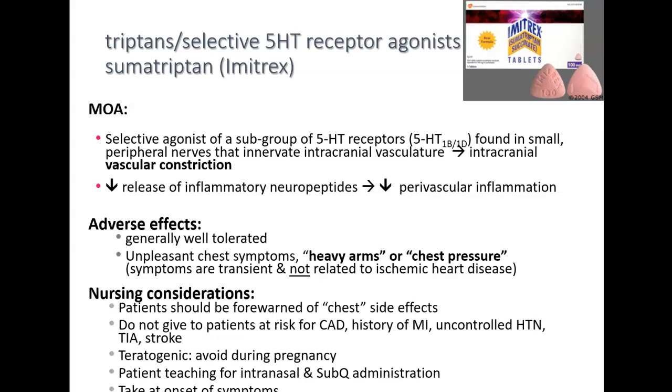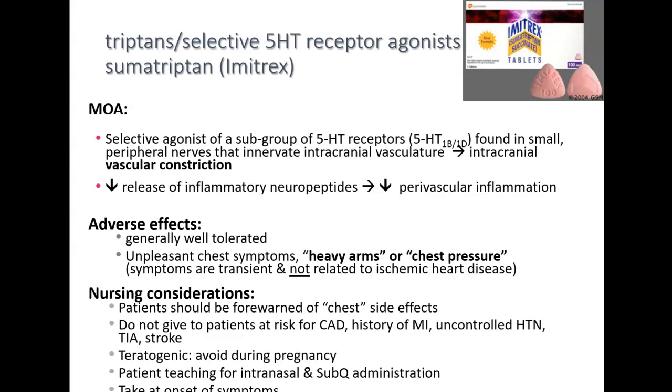So let's talk more about these 5-HT receptor agonists, the meds that are used the most. Sumatriptan, Imitrex, is your prototype. And the bottom line with this is it causes intracranial vascular constriction. You have these 5-HT receptors in the peripheral nerves that innervate the intracranial vasculature. It's so weird. These 5-HT receptors, these suckers are all over the place. Like you have them in your stomach, you have them in your brain. But essentially, these receptors are responsible for intracranial vascular constriction.